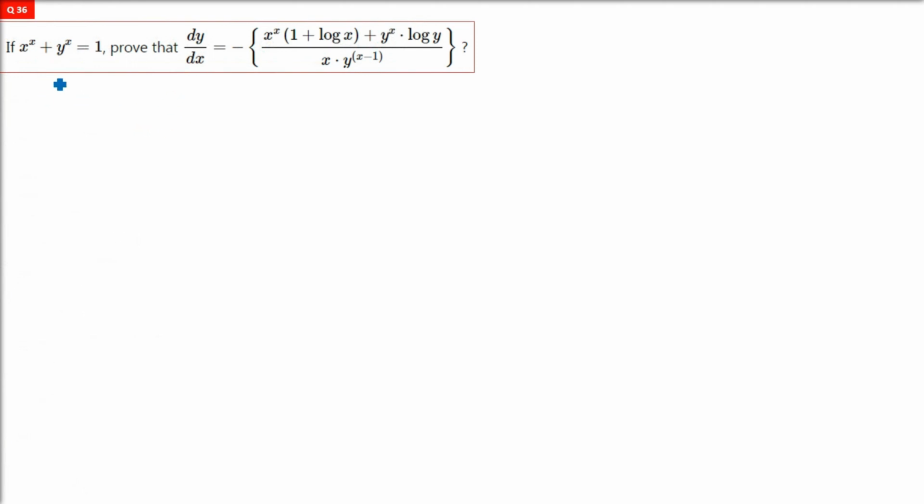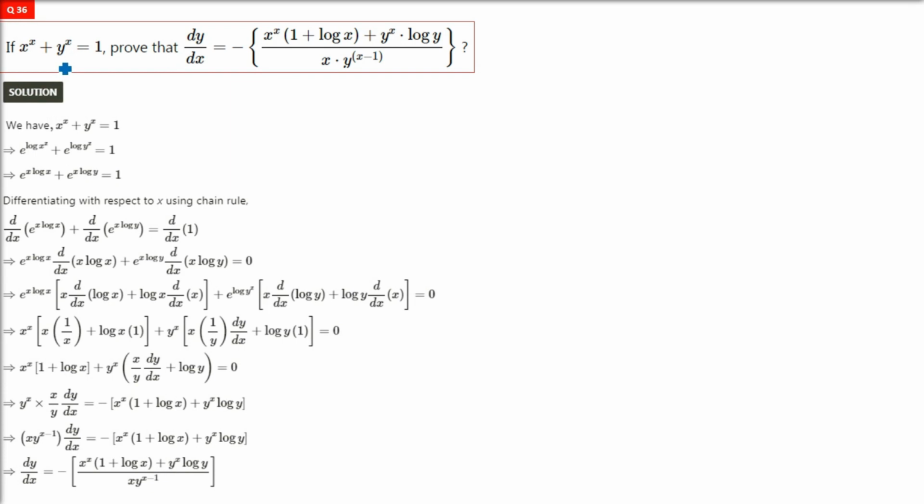Now if x to the power x plus y to the power x is equal to 1, we have to prove this. dy by dx is equal to this one. So this will be essentially all rearrangement. Please remember. You can assume it to be u and v, du by dx, dv by dx. You can just add them. The same thing will come. There is no special thing here. The shorthand method I already told you.